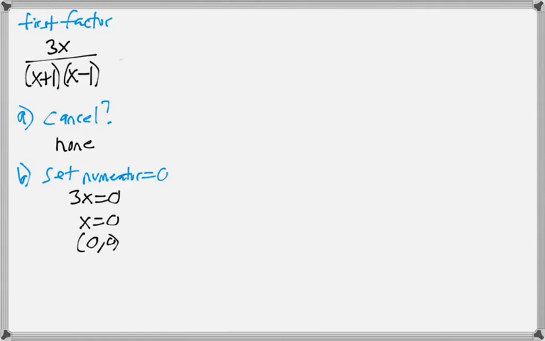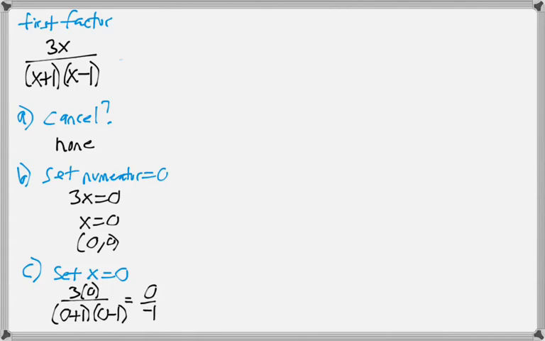Part C is the y-intercept. And to do that, we want to set x equal to 0. So this is going to be, and I'll use the factored version, 3 times 0 over 0 plus 1, 0 minus 1. So the top will be 0. The bottom will be 1 times negative 1, which is negative 1. And then 0 divided by that is just 0. So this is also (0, 0).